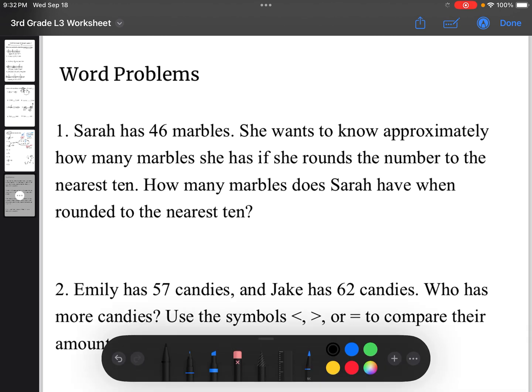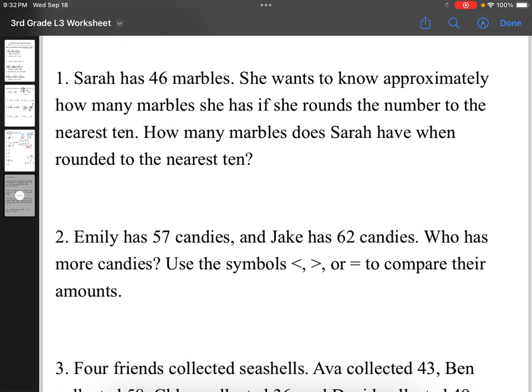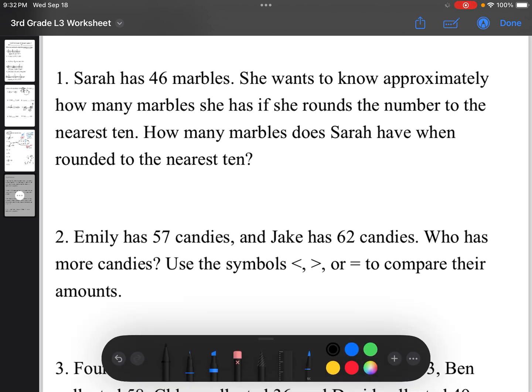We're going to do word problems now. So let's take a look at some of these. Let's take a look at number 1. Sarah has 46 marbles. She wants to know approximately how many marbles she has if she rounds the number to the nearest 10. How many marbles does Sarah have when rounded to the nearest 10? So just a quick heads up: when you hear the word approximately, you can assume it's going to be a rounding problem.